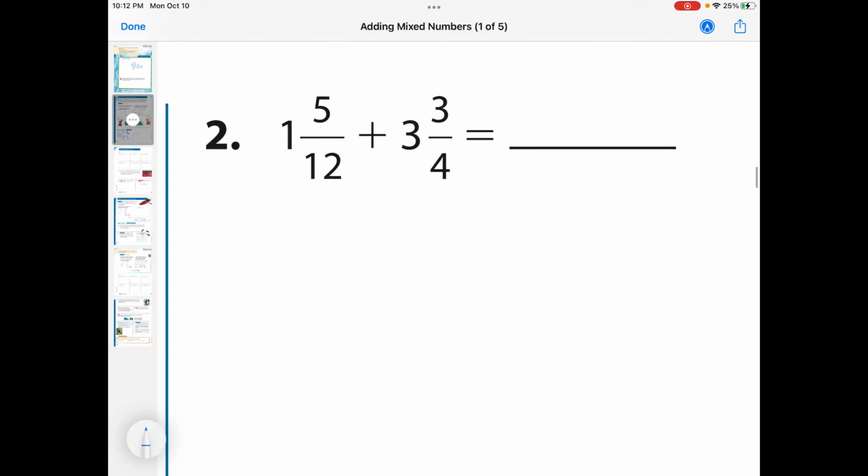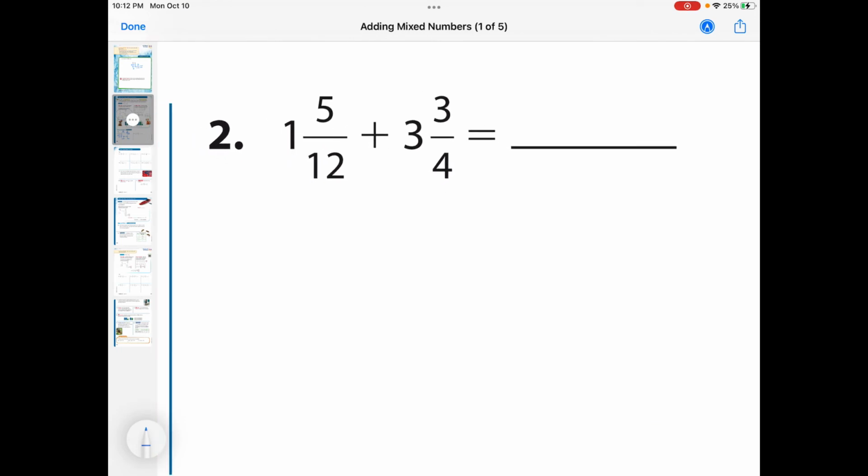All right, so again, we have unlike denominators, so we're going to go ahead and turn these into improper fractions. We're going to go 12 times 1 is 12, plus 5 is 17. So I'm going to start over here and buy myself some room. 17 over 12 plus, and then here we go again, we're going to multiply and then add. 3 times 4 is 12, plus the 3 is going to be 15, okay, over 4.